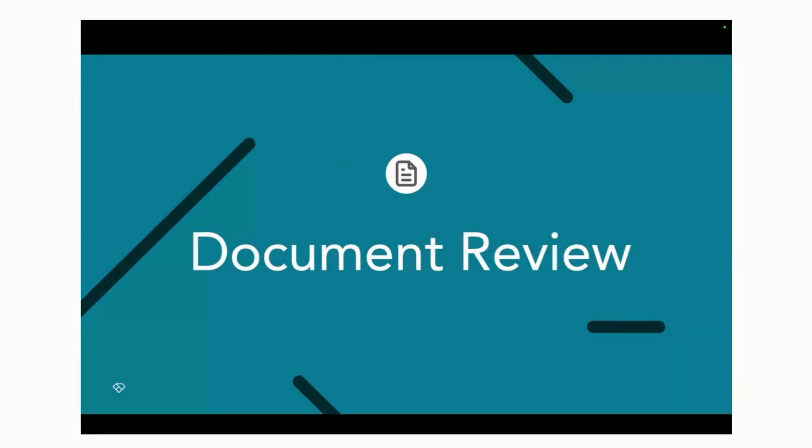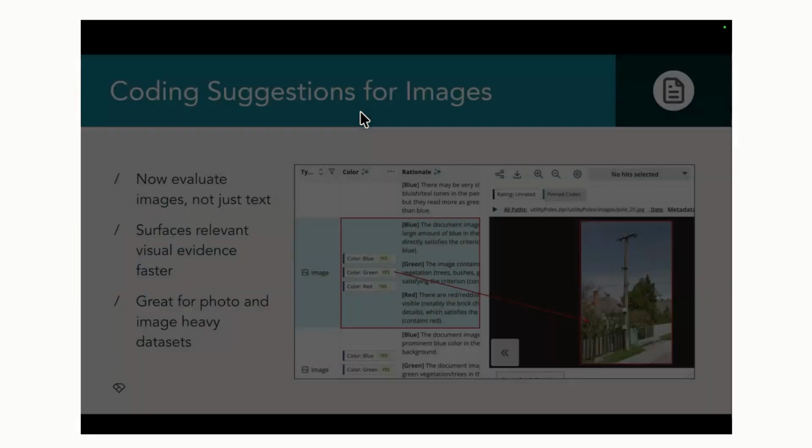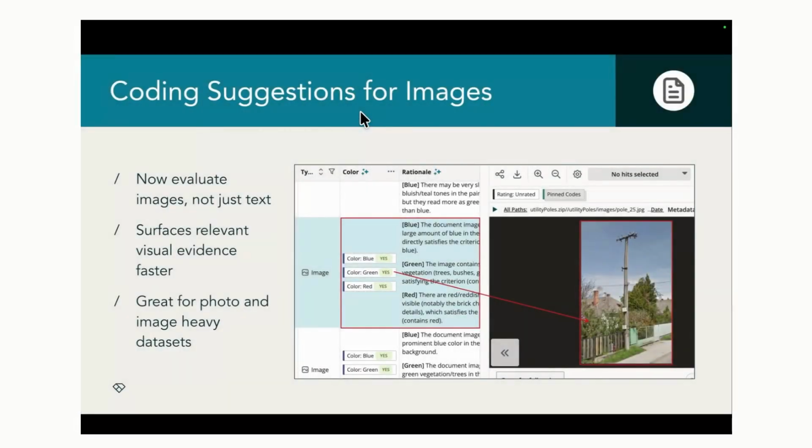So now that we've covered the Storybuilder and deposition updates, I want to shift over to document review and AI. So the first feature to talk about is coding suggestions. Coding suggestions can now evaluate images, not just text. So for teams working with image-heavy data sets, this helps surface relevant visual evidence faster without changing how you already generate coding suggestions. So if your team works with a lot of photos or scans or maybe other image-heavy files, this can make reviews significantly more efficient.